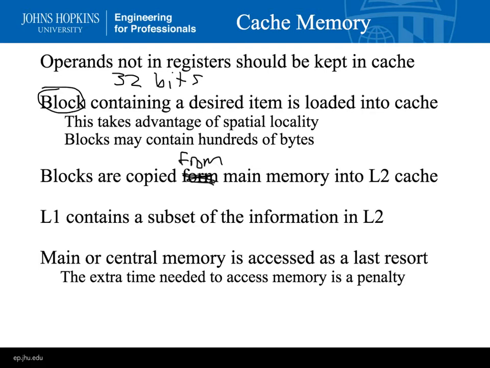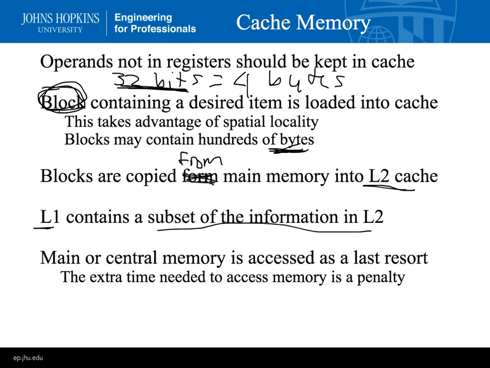The idea of that is, one, we don't want to spend a lot of time just bringing in 32 bits. We want to make the time more worth it and bring in a whole block. And if we need something at one particular address, we might want something close to it later, so if we bring in a whole block, it'll already be there. Blocks generally are going to take hundreds of bytes, even though what we want is 4 bytes. We're going to copy the block from main memory into the L2 cache, and then what's in L1 is going to be a subset of what's in L2, and we'll see how that works.